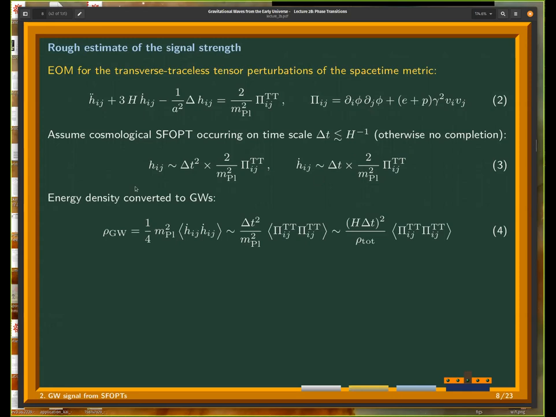So now we can take our expression for the energy density in gravitational waves. We've seen this yesterday in the first lecture. We got this from the energy momentum tensor of gravitational waves, just the zero-zero component of the energy momentum tensor. And this involves these two factors of h dot. So now we just plug in our very rough estimate for h dot, and we find that the energy density here is proportional to the duration of the phase transition squared.